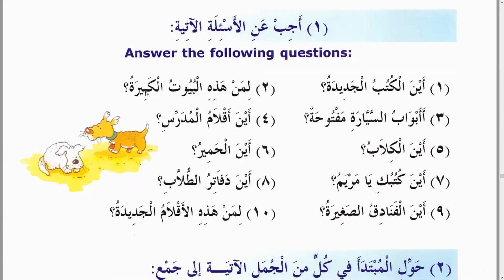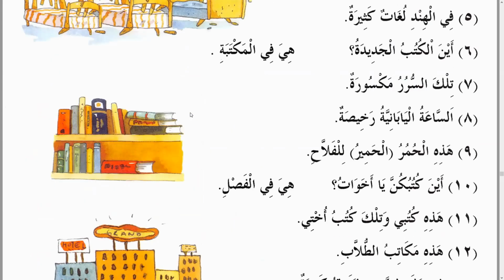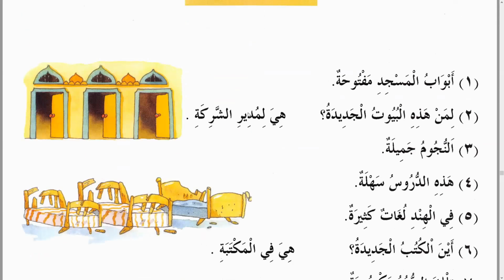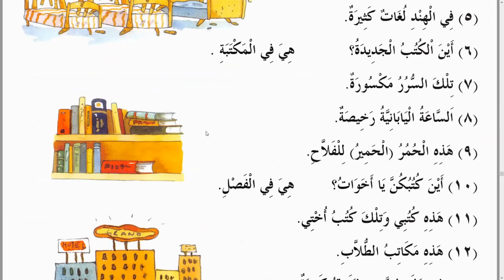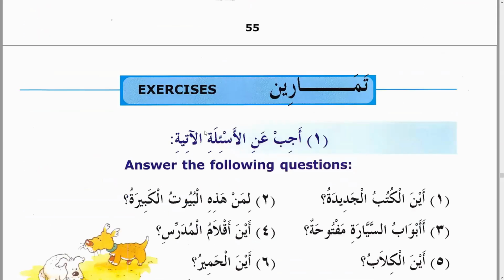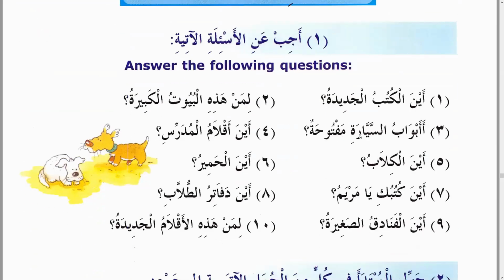Liman hadhihi al buyutul kabiratu. Whose are these new houses? Big houses. So whose were the big houses? Jadidatu hiya li mudiri sharikati. It belongs to the company director. Abwabu sayyarati maftuhatun. Are the doors of the car open?